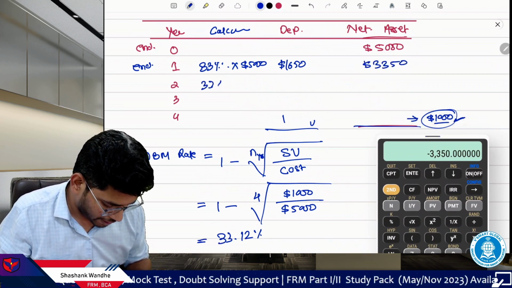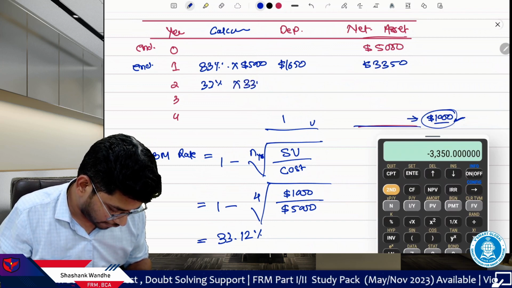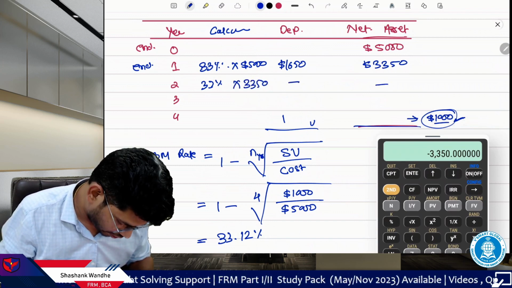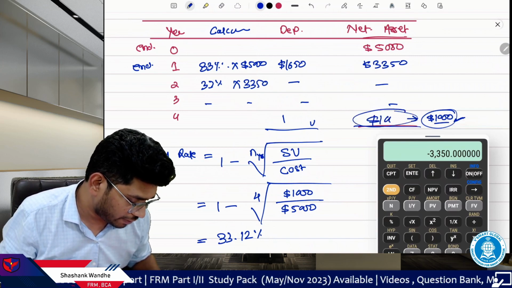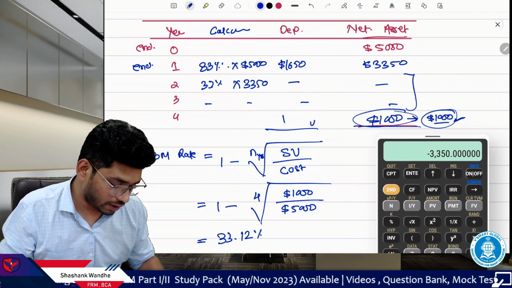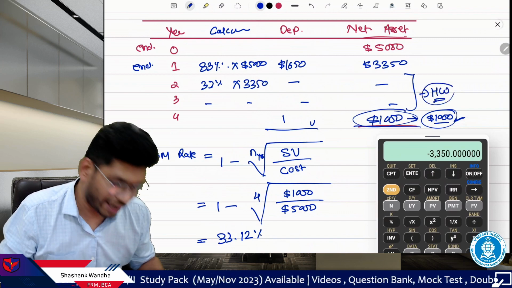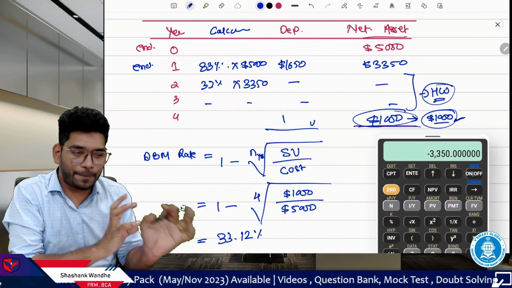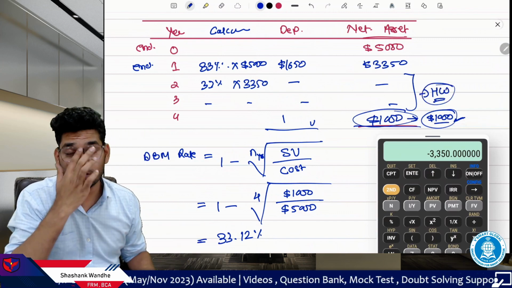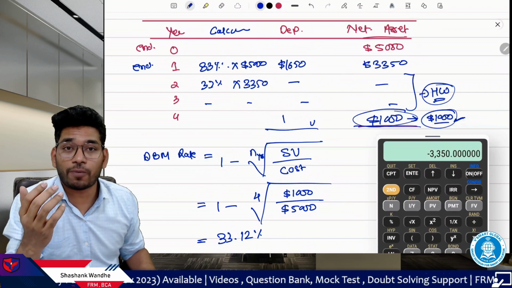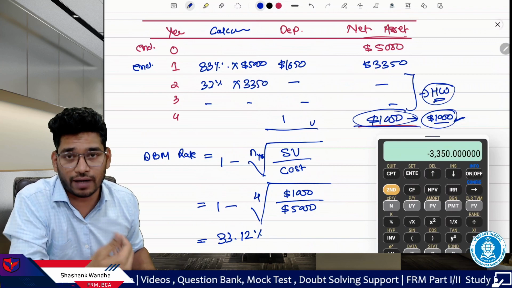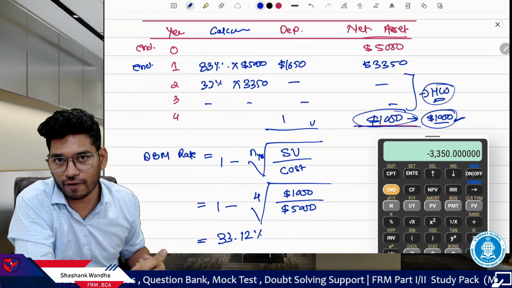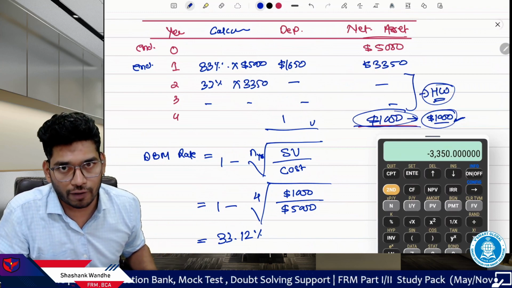Now again 33% on 3,350, and you have to do all the remaining calculations. The leftover will be $1,000, and this is homework for you. I know the calculation, this will be approximately 1,000. Again, this will match your original problem, the residual value of the asset at the end of the fourth year. This was our expectation, that it should be $1,000, and you will get the answer of $1,000.